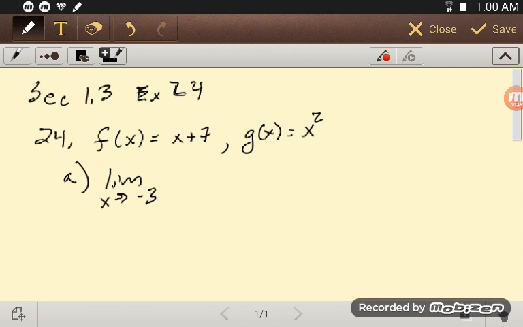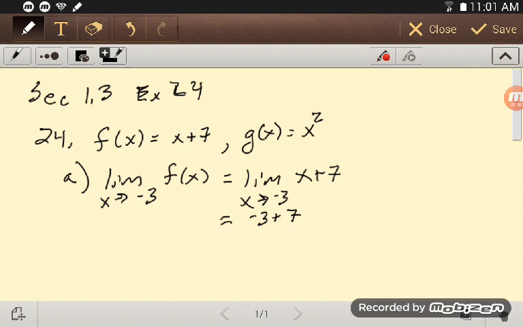of f of x. Well, that's equal to the limit as x goes to -3 of x plus 7. And I can do that by direct substitution. So I get -3 plus 7, and that equals 4. And here I write DS, direct substitution.